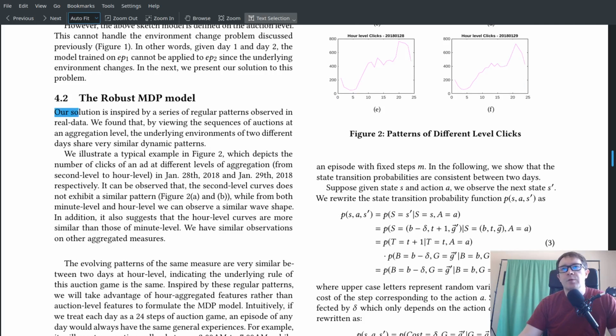And they say our solution is inspired by a series of regular patterns observed in real data. Okay, so I like that. They're observing real data. That's a really smart thing to do, right? So they get data from Alibaba. I don't know how they have the connections to do so.